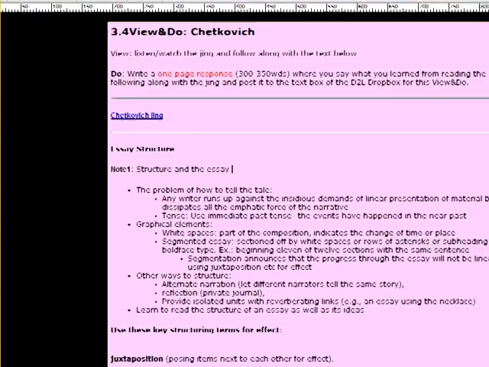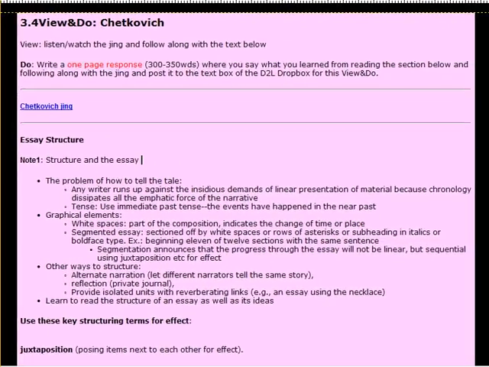Welcome to the fourth View and Do in the Familiar Essay segment of the course. This is on Tchaikovich, her essay Envy. Here I want to talk about structure.